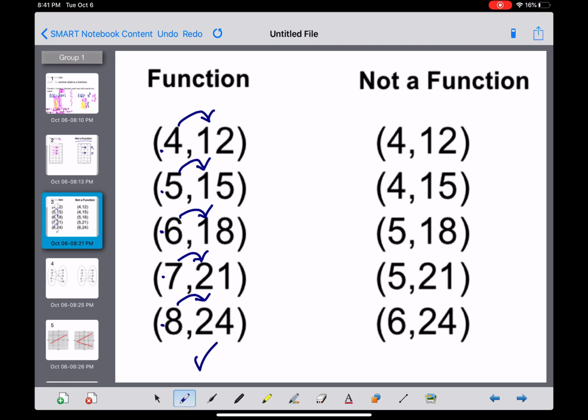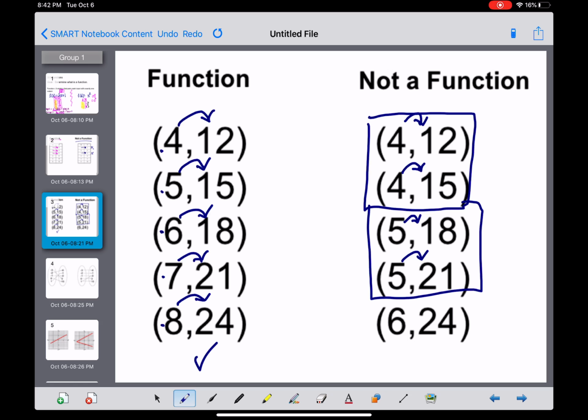If I look at my set of non-functions, I actually have 2 numbers that break the rule. I am not allowed to plug in 4 and get out 12, plug in 4 again and get out 15. This is a break in the function. It is also a break in the rules with 5. I can't plug in 5 and get out 18, plug it in again and get out 21. So this is a non-function because my 4 repeats as an x value and so does 5.